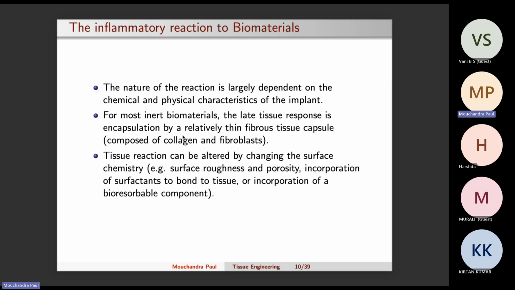Are you guys able to understand the logic? Because if I give you the slides, you can... Sorry, you're saying that inert biomaterial means that it doesn't interact with the tissue. Right, right. Inert biomaterial means that it doesn't interact with the tissue. Right, you're getting it now? Correct.